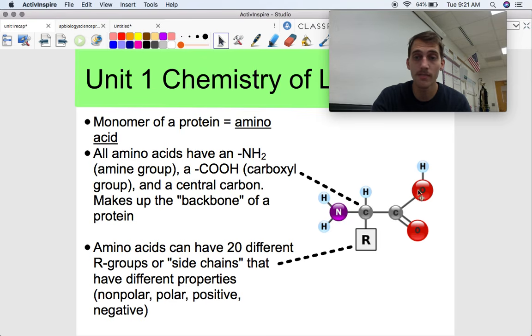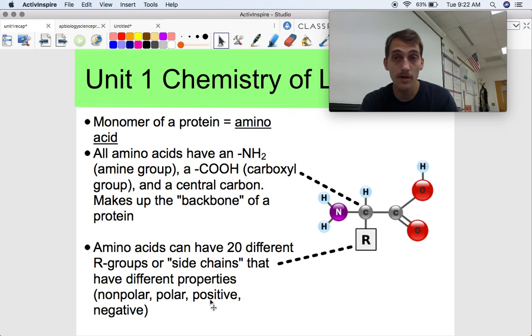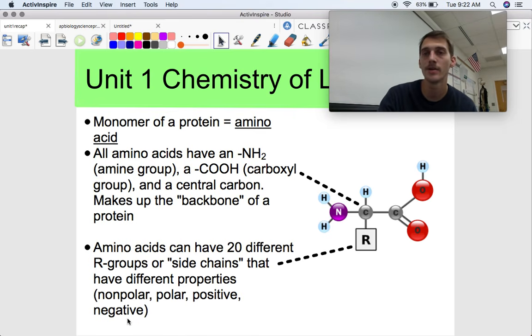Okay, and these three components here, the COOH, the NH2, and the central carbon, are what we call the backbone of an amino acid, and that's going to become important here in a bit. All amino acids have that backbone, but there's 20 different kinds of amino acids, and the way that those amino acids are different is what we call their R group or their side chain that might have different properties than each other. So there's some amino acids that have a nonpolar side chain. There's some that have a polar side chain. There's some that have a positively charged side chain, and then there's others that have a negatively charged side chain.